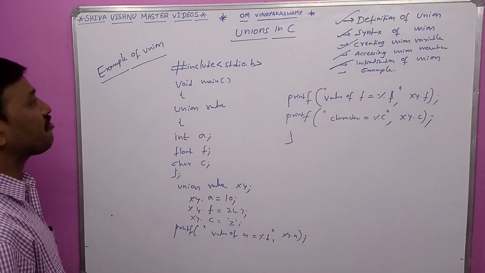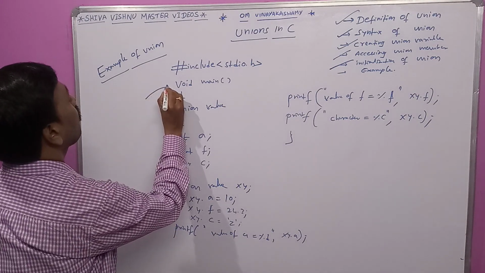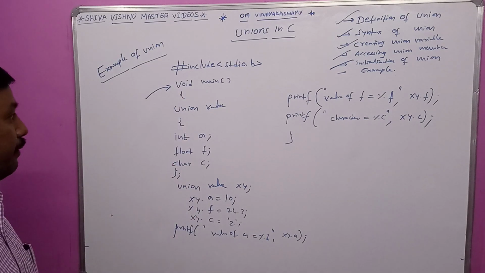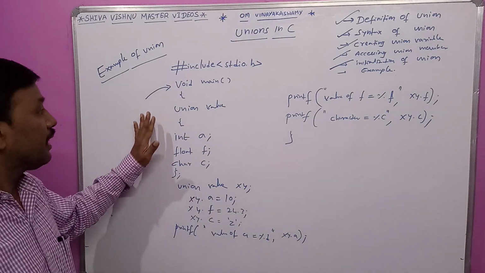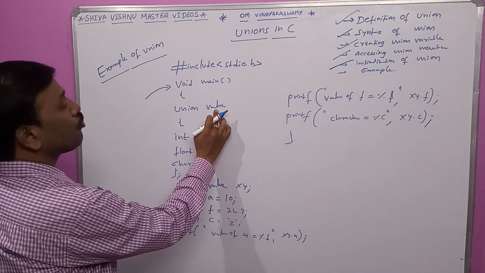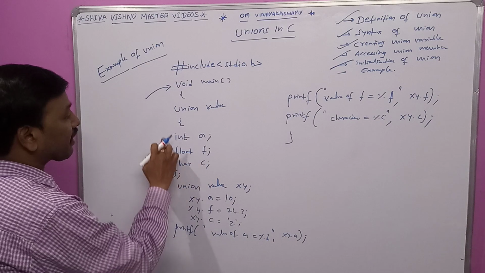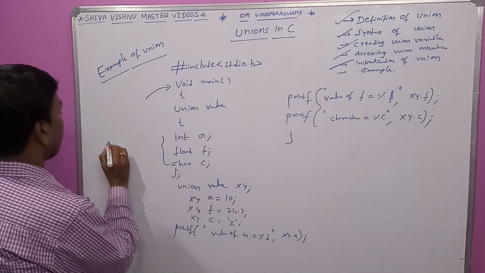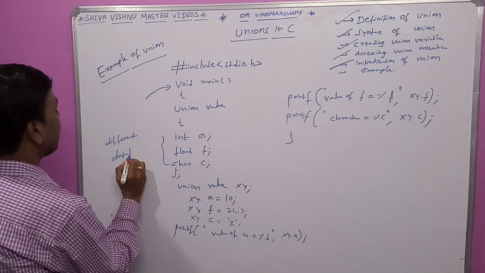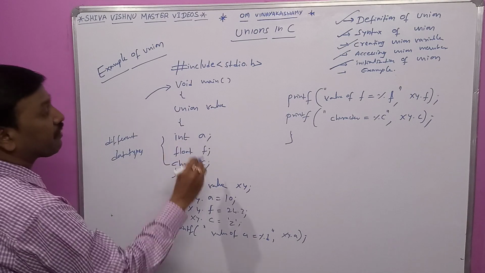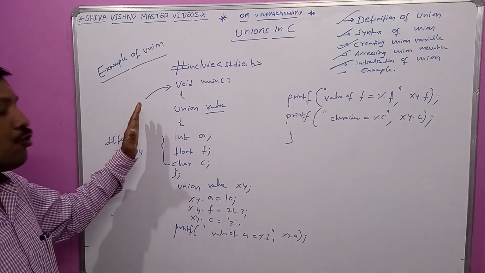Here you can see the include standard input output header. Every execution will start from the main function. Here you can see our concept will be reflected here. Here you can see the union name is value. The definition of a union is a collection of different data types grouped under a single name, called a union.